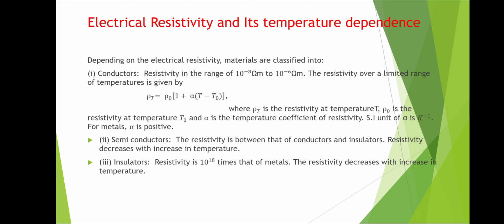As we have stated, conductor, semiconductor and insulator: in the case of a conductor the resistivity is in the range of 10 power minus 8 ohm meter to 10 power minus 6 ohm meter, and in the case of a semiconductor the resistivity is between conductor and insulator. Resistivity decreases with increase in temperature. That's why in a semiconductor the temperature coefficient will be negative. In the case of a conductor the temperature coefficient will be positive. In the case of an insulator the resistivity is 10 to the power 18 times that of metals, so it shows a very large resistivity, so in that case current can't flow.